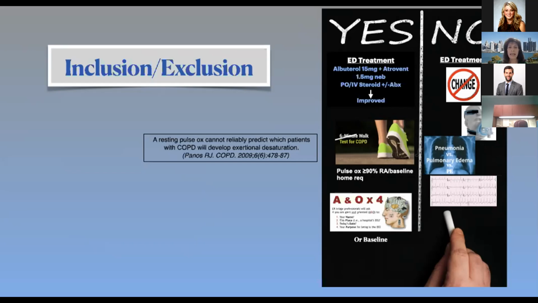We use 90% as our cutoff for two reasons. The first is that less than 90% meets our admission criteria. And the second is that if a patient's baseline is in the upper 80s, whether it's on room air or with their home oxygen, these are more likely end-stage COPDers and more likely to need subsequent admission or decompensate in our CDU.